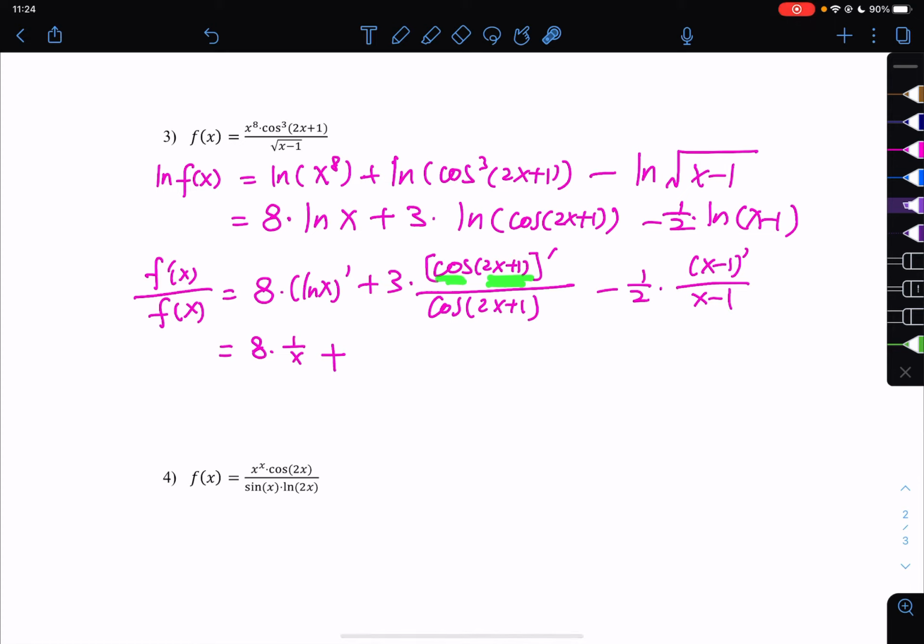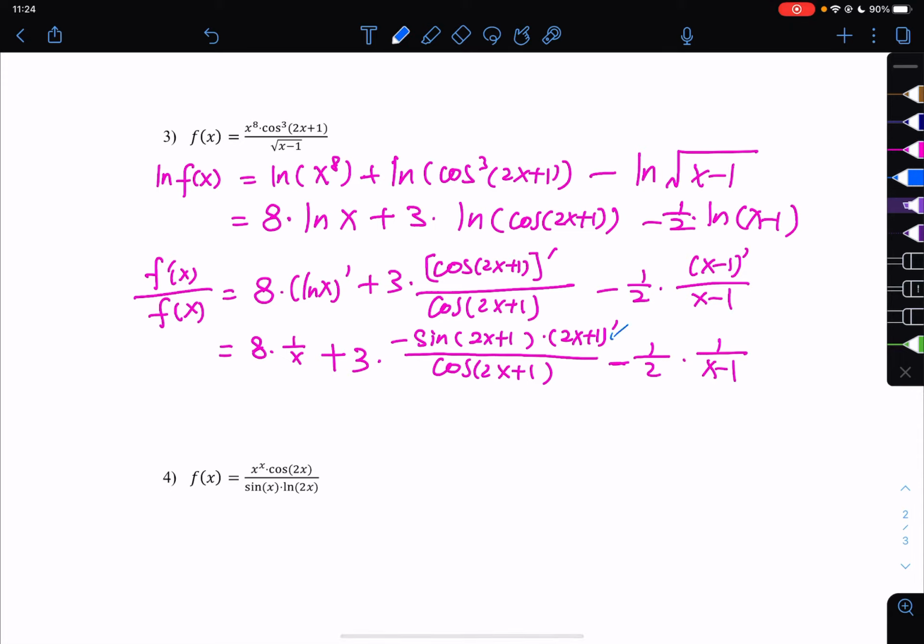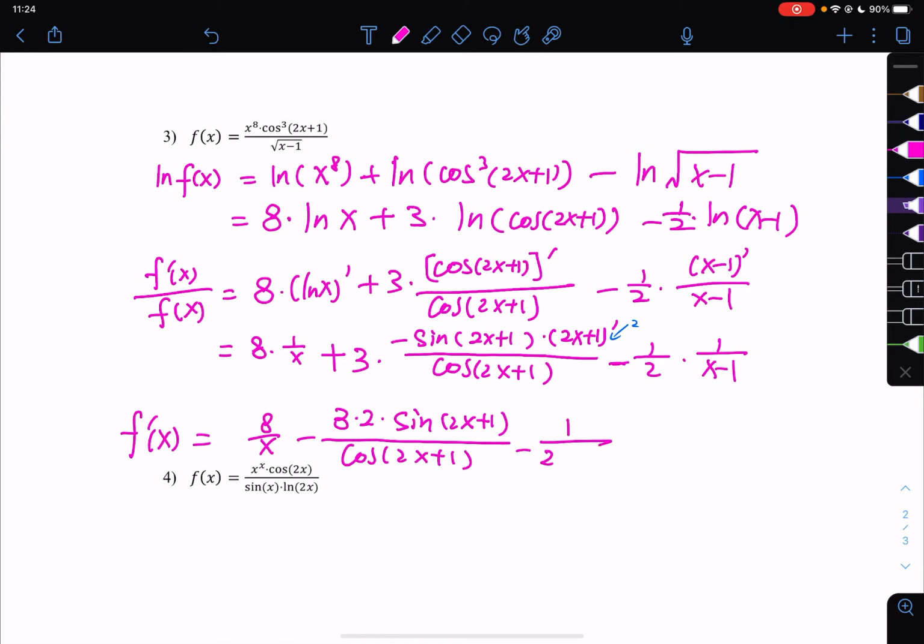It is a composition, it's not a product, so I'm going to use the chain rule. The chain rule says you take the derivative of the outside layer, so it's a negative sign, and then you substitute the inside layer into it, multiply by the derivative of the inside layer, and then you have cosine of 2x plus 1, minus 1/2, and then 1 over x minus 1. It's quite obvious this term is 2, so I can merge two steps together. I have 8 over x, I have minus 3 times 2 times sine of 2x plus 1 over cosine of 2x plus 1, minus 1 over x minus 1.